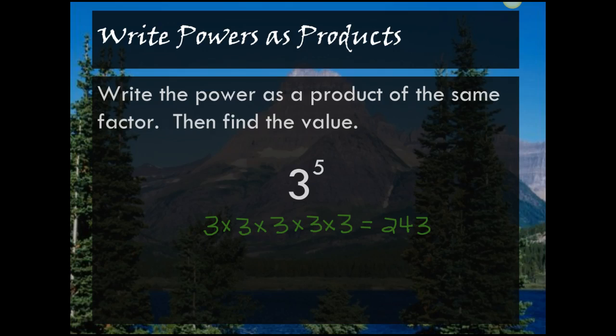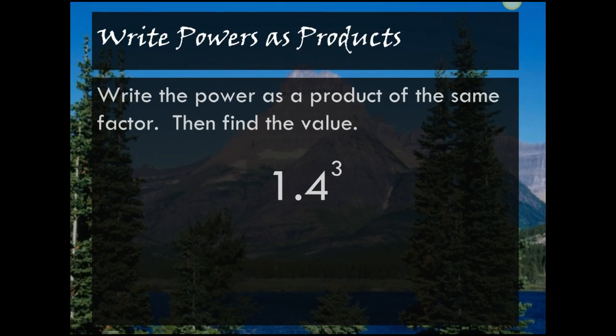Sometimes multiplication will be written a little bit differently. A dot can be used in place of the x. It looks like this. This will also give us the same answer of 243. If we have a decimal base, the process is still the same. We'll take 1 and 4 tenths times 1 and 4 tenths times 1 and 4 tenths. If we multiply this out, we end up with 2 and 744 thousandths.